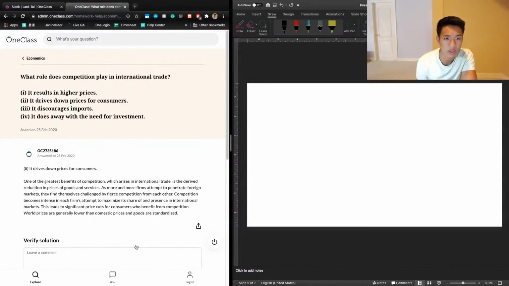And so we know that as competition increases, there's more and more motivation to beat other people. And basically, one way you can beat other competitors is to price them out. And so that results in lower prices. And so that's one of the big things that happens with the role of competition in international trade. Let's take a look at the answer choices.